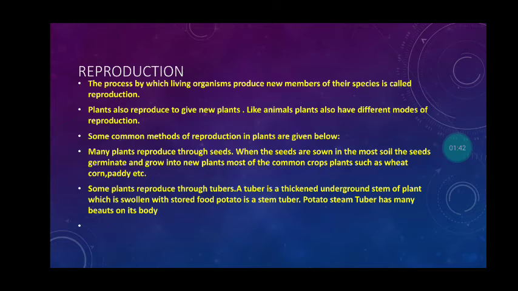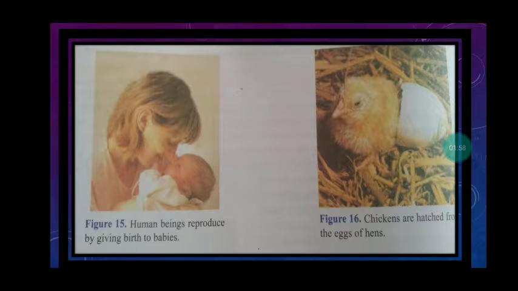If I'm talking about potato, you can easily observe at home that when you keep a potato for a few months, some stems or buds come out from it. So that is also a mode of reproduction. You can also see in this picture that human beings reproduce by giving birth to babies. A chick hatches from the egg of a hen.